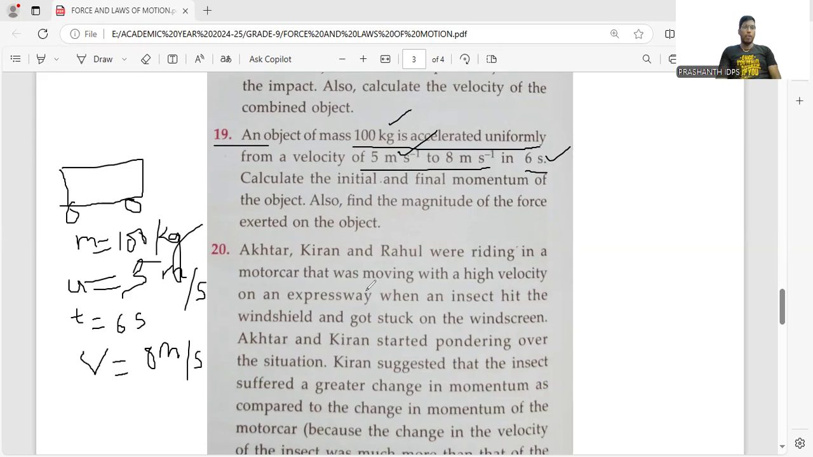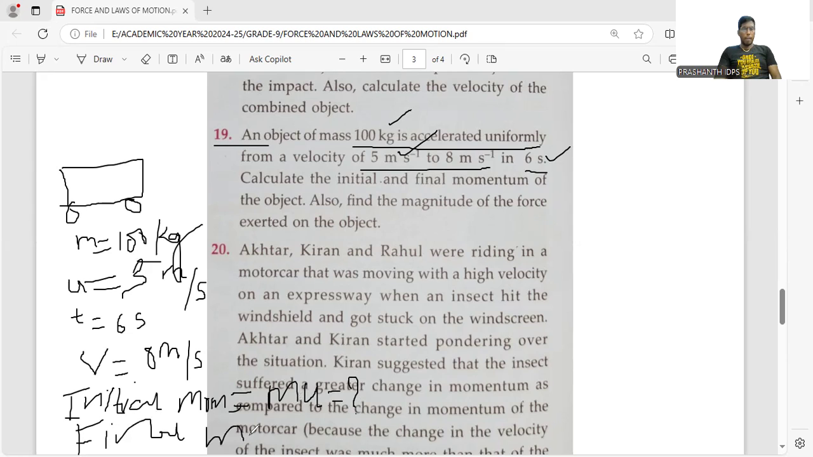Now calculate initial and final momentum. Very simple. What is the formula for initial momentum? Initial momentum is equal to m into u. Okay, momentum, m into u, initial momentum. Similarly, final momentum. We need to find mu, which is equal to question mark, and final momentum. Final momentum is equal to m into v. These are the formulas. We need to find them out.